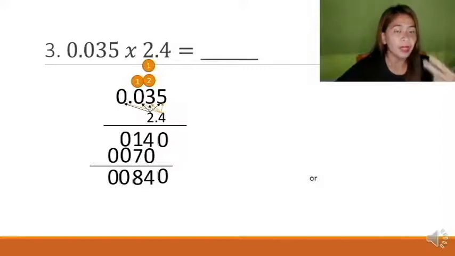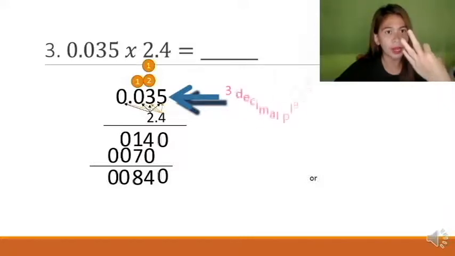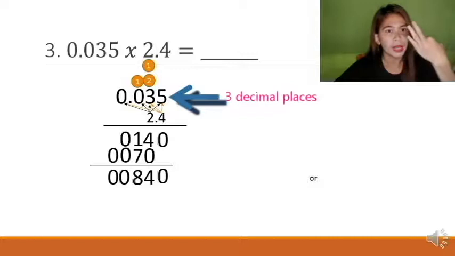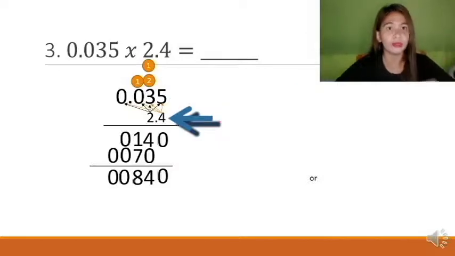Ikaduha nga step, atong i-count ang number of decimal places. So sa first nga given, pila man kabuok decimal places? Naay tay human sa point, naa tay 0, 3, 5. Pila? Okay, 3. Sa ikaduha nga given, 2.4 man siya. So, 0.4.